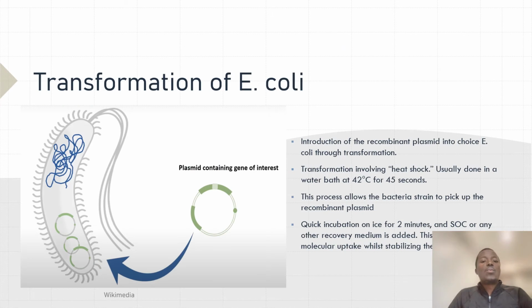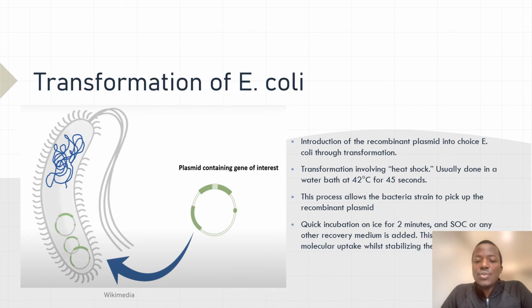And then we will now transform the E. coli. Usually the transformation of the E. coli is the introduction of the recombinant DNA into the E. coli. So this is done by heat shock. Our solution is then placed in a water bath at 42 degrees Celsius for 45 seconds. After which we quickly take it off the water bath and then place it on ice for about 2 minutes.